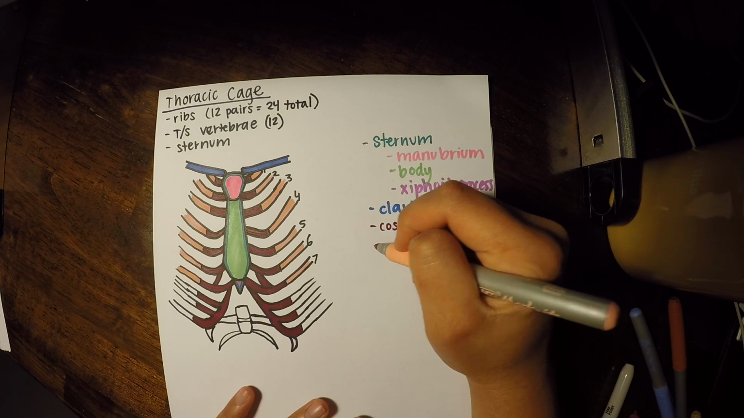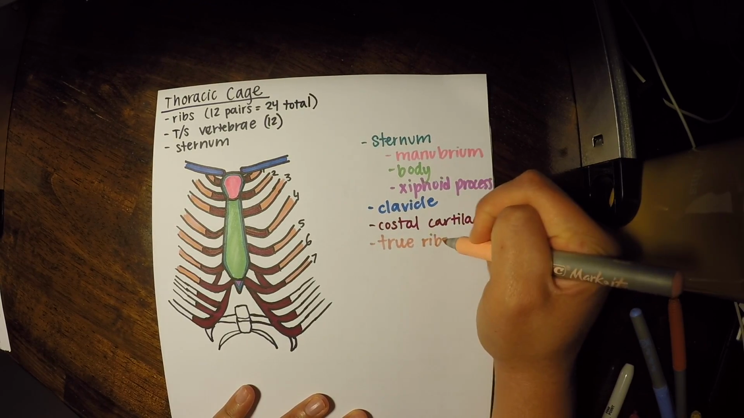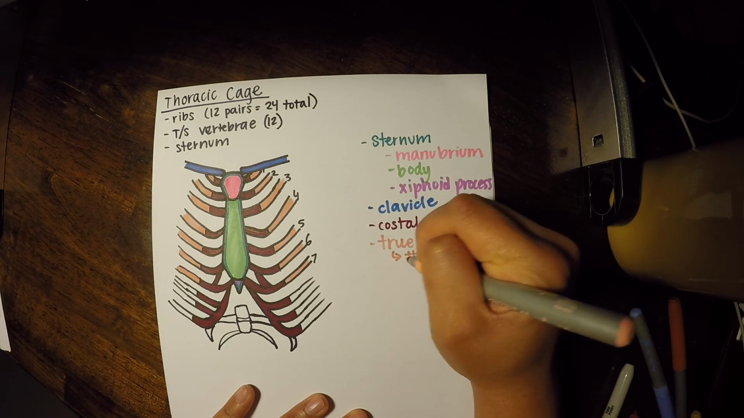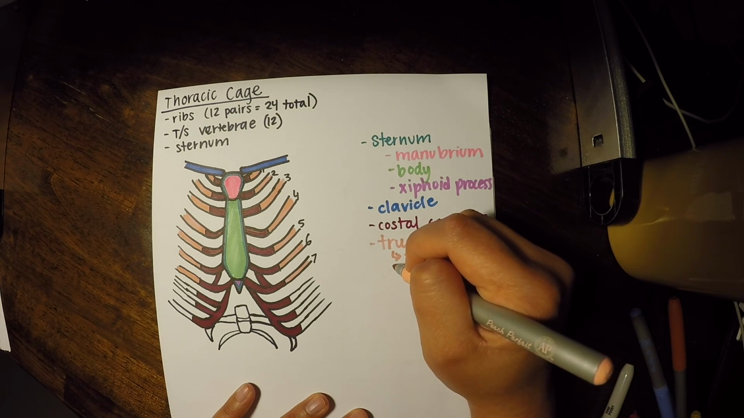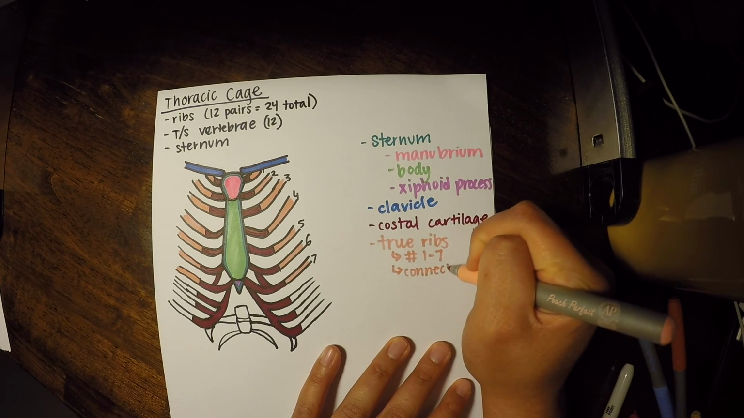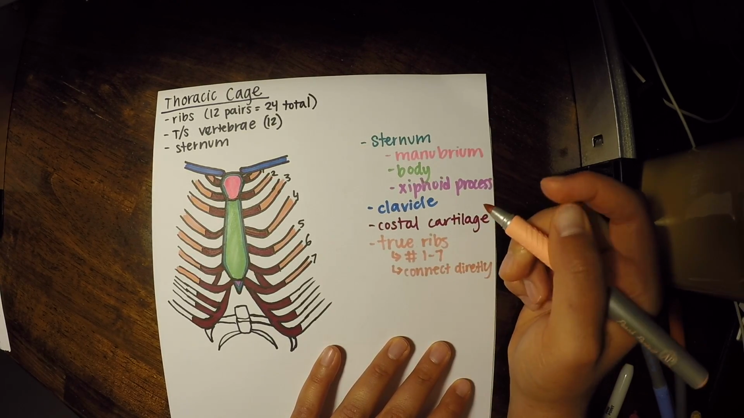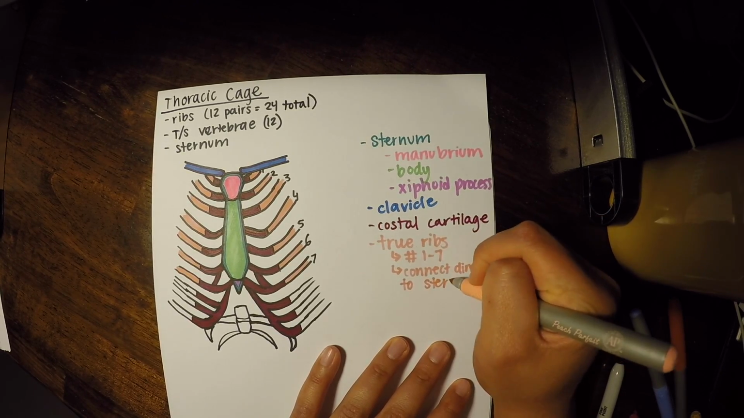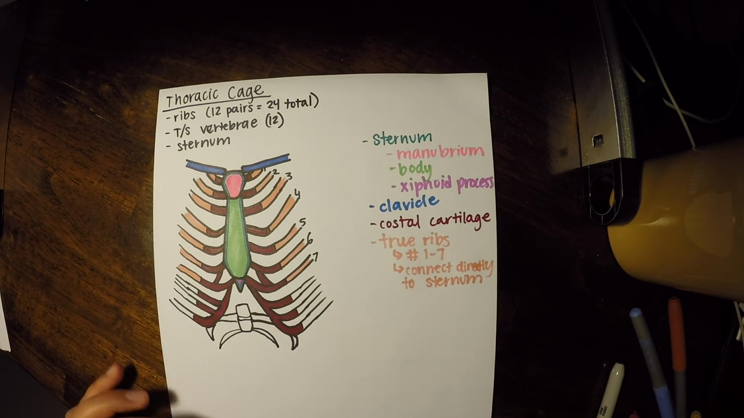So let's label our true ribs. And that's going to be numbers 1 through 7. And they connect directly to the sternum by way of costal cartilage.